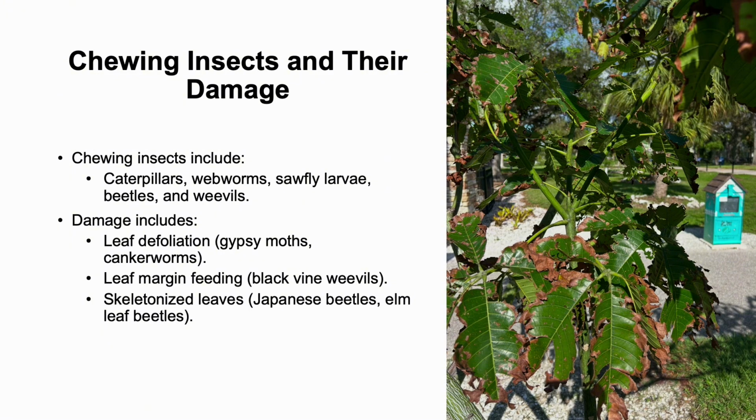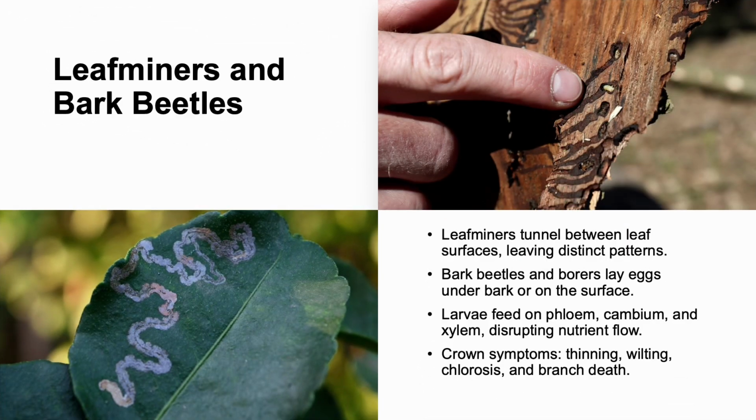Black vine weevils feed on leaf margins, leaving notched edges. Japanese beetles and elm leaf beetles skeletonize leaves by consuming tissues between the veins. Recognizing these damage patterns helps in identifying the pest responsible and determining the appropriate course of action. Leaf miners and bark beetles are two groups of insects that cause internal damage. Leaf miners tunnel between leaf surfaces, creating distinct patterns.